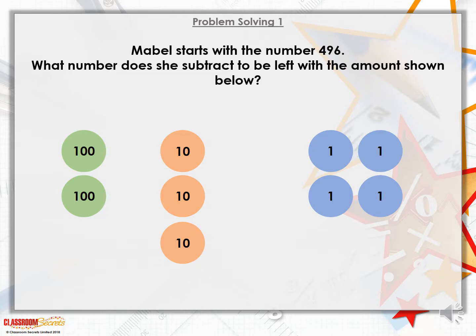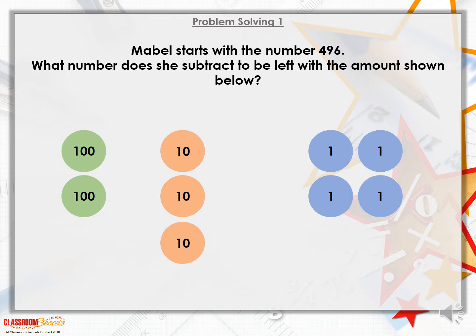Okay, and then I'm going to give you an example of one of the kinds of problem solving that you might get. So for example, Mabel starts with the number 496. What number does she subtract to be left with the amount shown below? So I'm going to work out first of all what the amount shown below is. So from looking at that, I'm going to count how many hundreds. So we've got 2 hundreds, we've got 3 10s, and we've got 4 1s. So we've got 234 there.